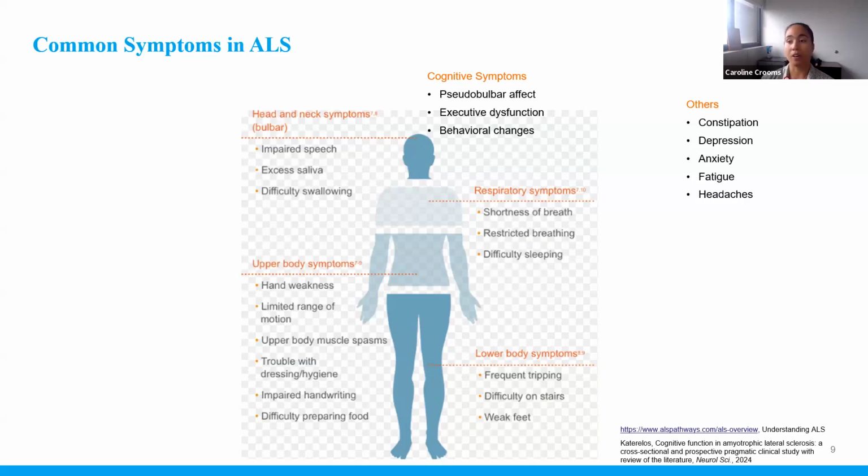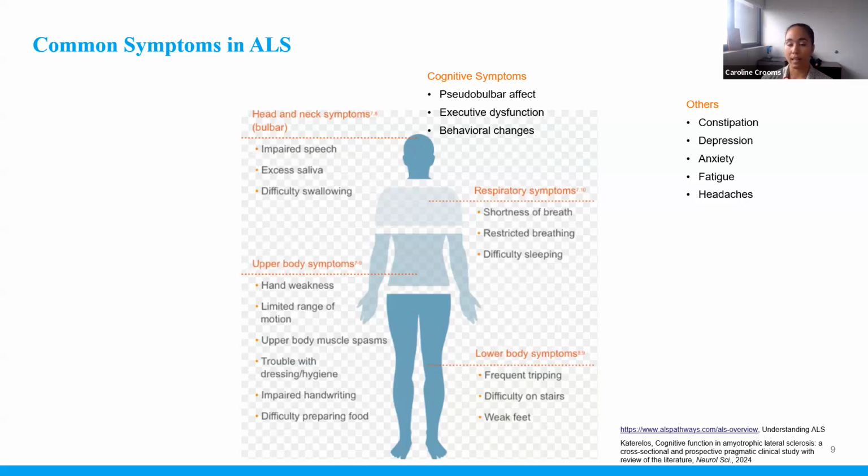Respiratory symptoms are really huge. As I'm sure most people know, neuromuscular respiratory failure is generally the cause of death for people with ALS, and there can be a lot of symptoms along the way. Obviously, shortness of breath is a big one. Restricted breathing, meaning people really can't take a big breath. I think it is really important to note, and I will talk about this more later when I'm talking about non-invasive ventilation, that it is not a problem with oxygen exchange.